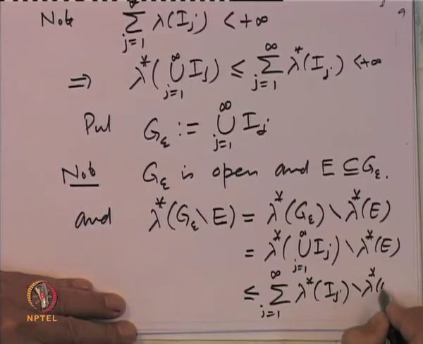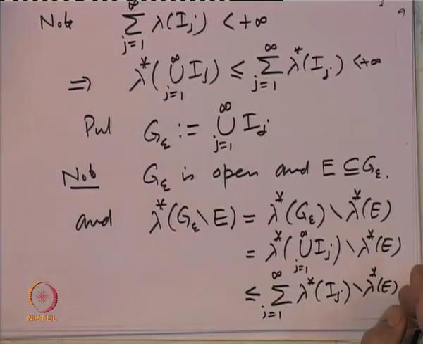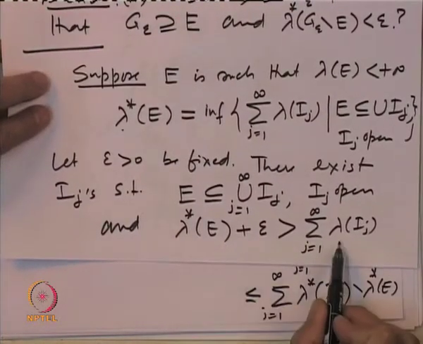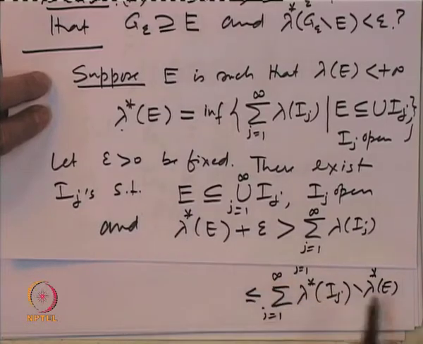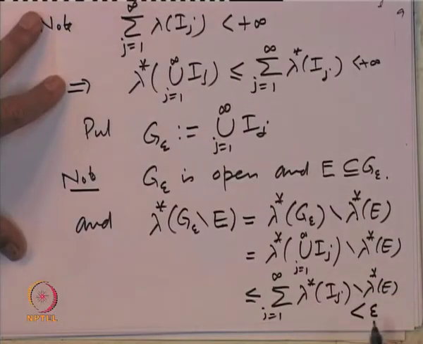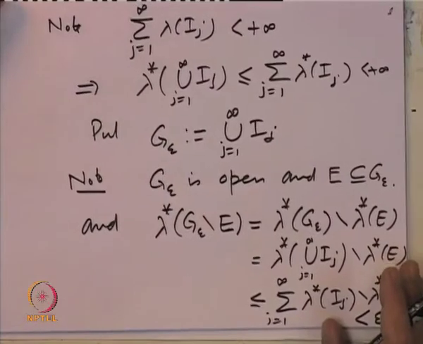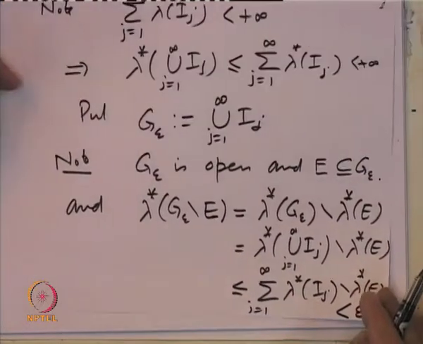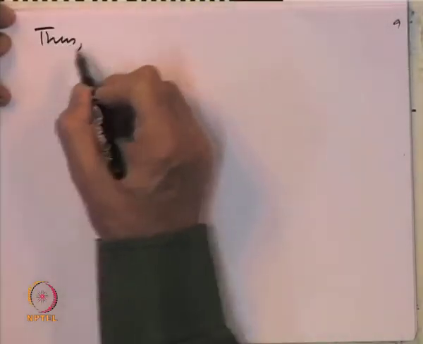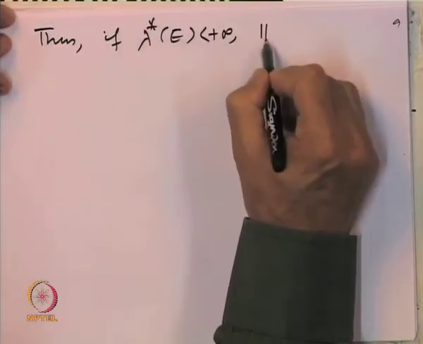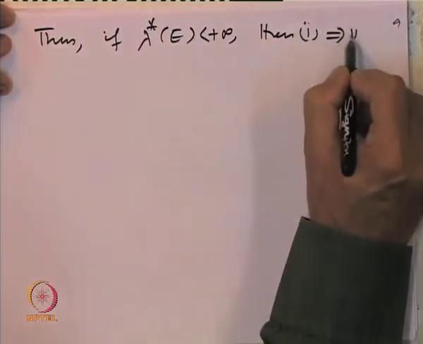By our choice of the intervals I j's, if you recall, this was the choice, the summation minus lambda star of E is less than epsilon. So, lambda star of G epsilon minus E is less than epsilon. That means we have proved the required property when lambda star of E is finite. Thus, if lambda star of E is finite, then 1 implies 2.